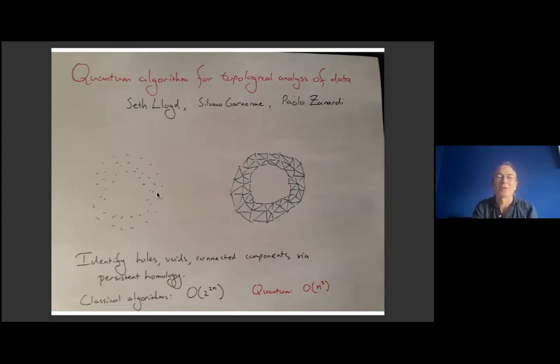That is, you have a metric on the space of the data. You use that to construct a simplicial complex that connects neighboring data points. And then you look at the topology of this simplicial complex. And classically, this is a useful thing to do. It gives you the topology of the data, all kinds of signatures of the data.